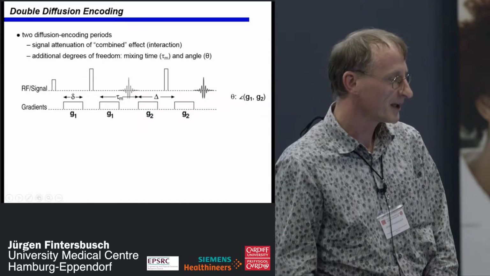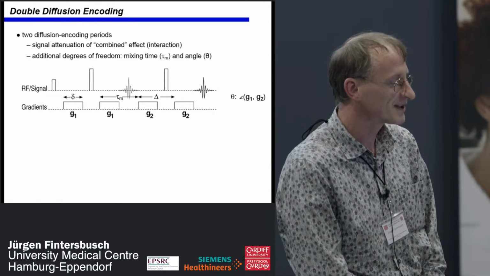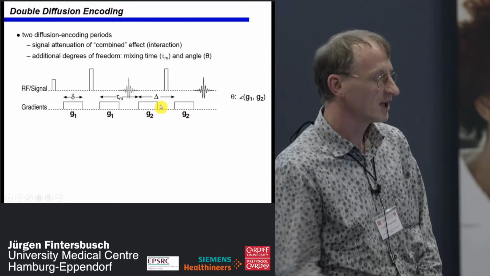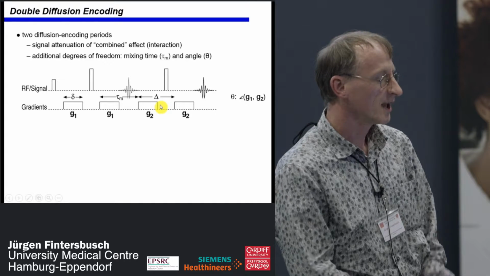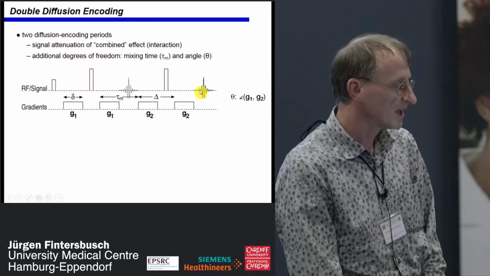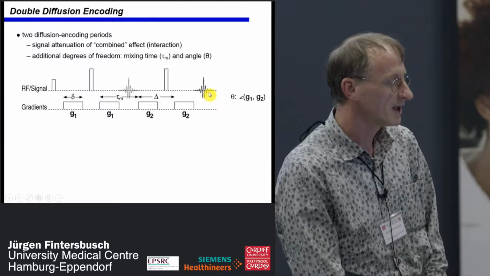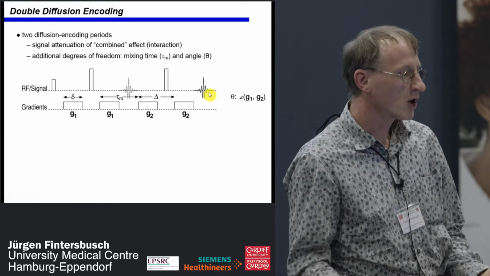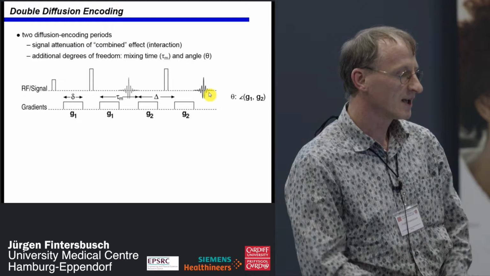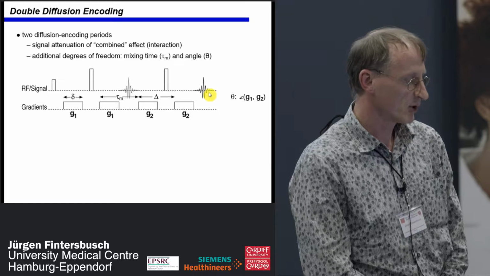A short reminder: what is double diffusion encoding? It's maybe one of the simplest extensions of the conventional Stejskal-Tanner experiment, just applying two diffusion encoding periods in a single experiment, one after the other, prior to the data acquisition. This means that the diffusion-induced signal attenuation of our acquired MR signal depends on the combined effect of both diffusion encodings, and that means that there may be interaction effects depending on the path of the spins during the experiment.